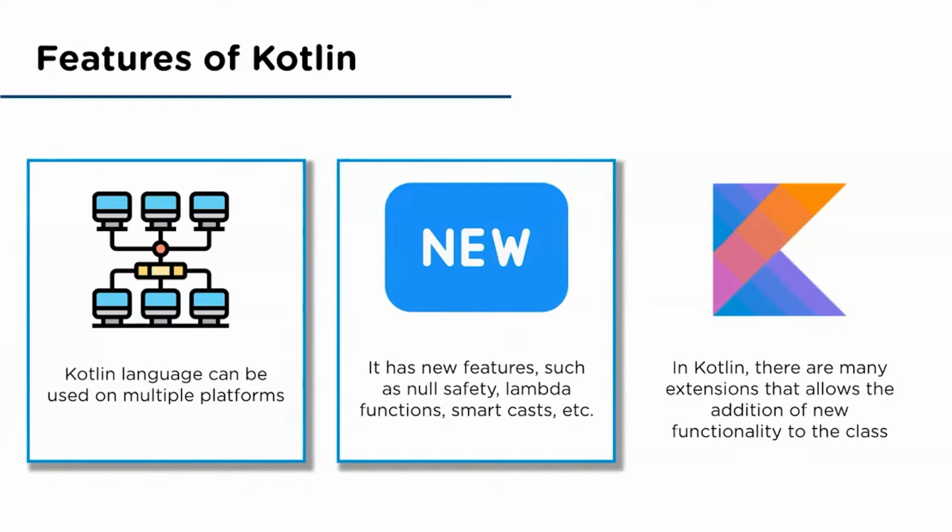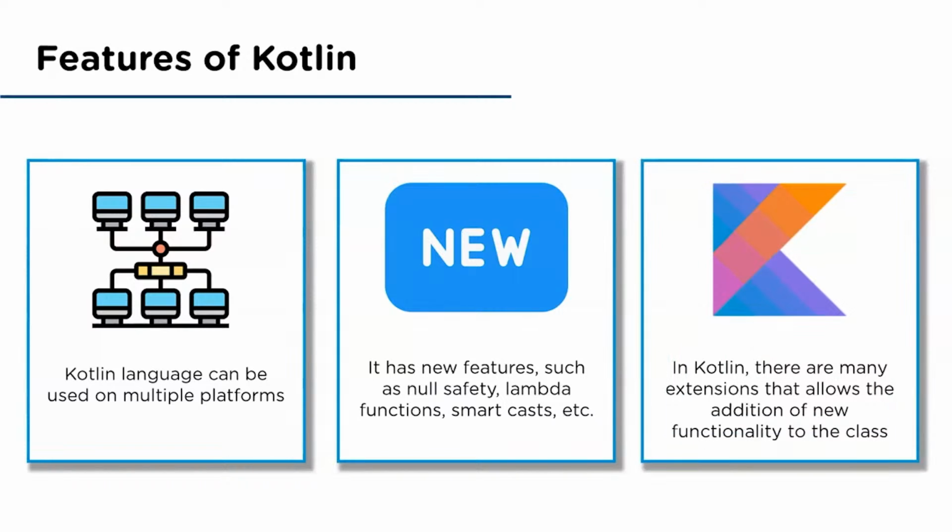Kotlin has some modern features like Null Safety, which is a feature to reduce the problems associated with null references. Then the Lambda function, which is an anonymous function, and the smart casts, which are used to track conditions inside the if expression. Next is, in the Kotlin language there are many extensions which allow us to add functionality without inheriting from the class or any decorative pattern. This feature makes the code easy to maintain and read.